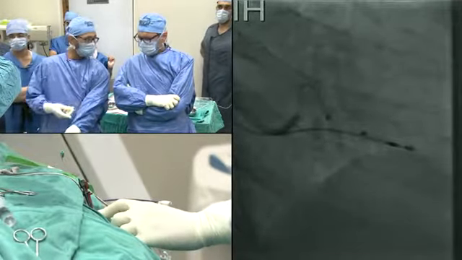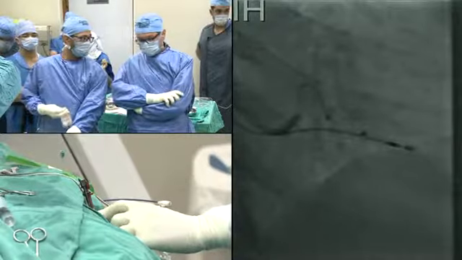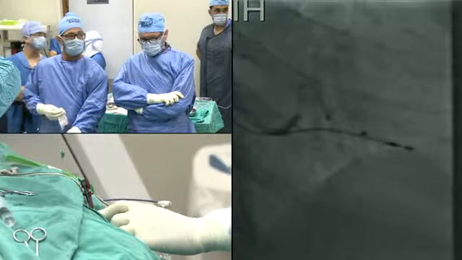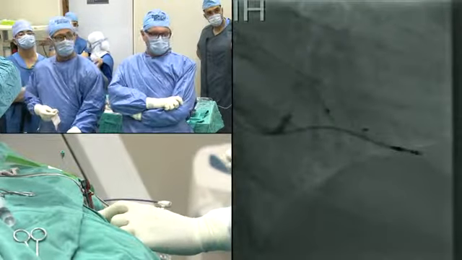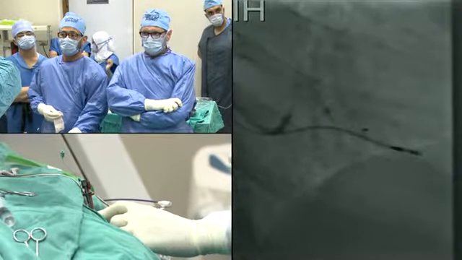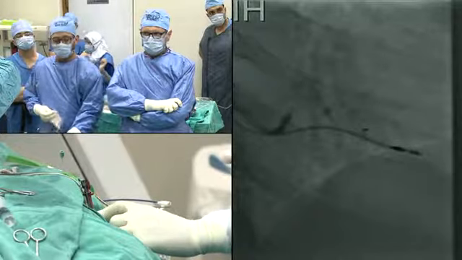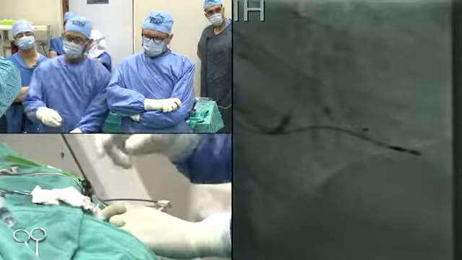Is it possible to check the ECG? The threshold is 2.4 at 0.8 milliseconds.